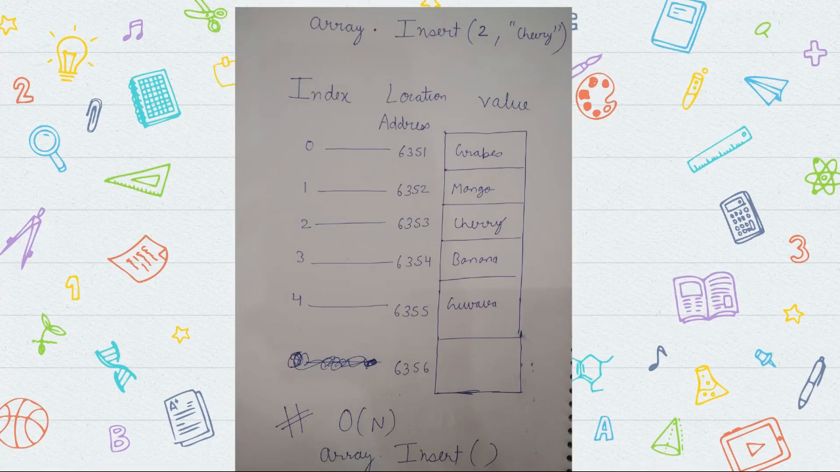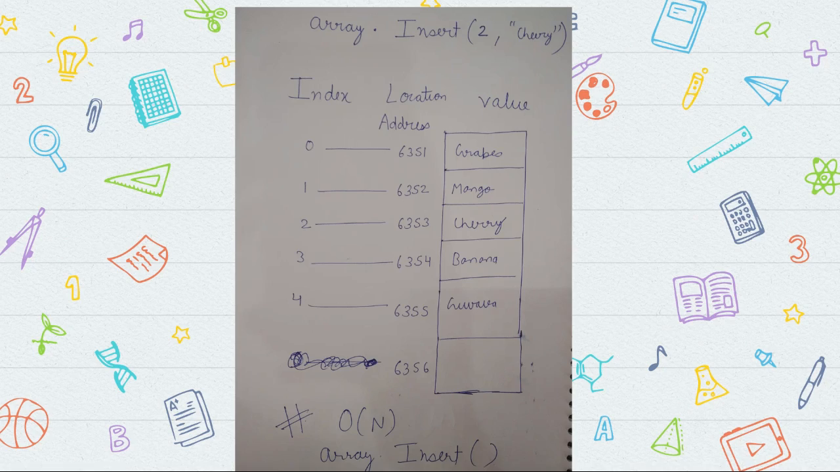It will remove the banana from 6353 and add to it 6354. And guava was at 6354 and it has been moved to 6355. Okay, and index 4 has been created. So you also see that here some type of traversal was also done. So that's why the insert complexity is also O of n.